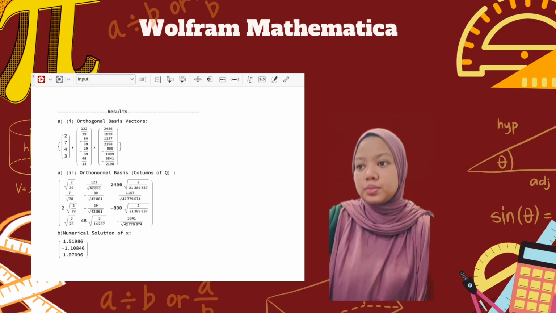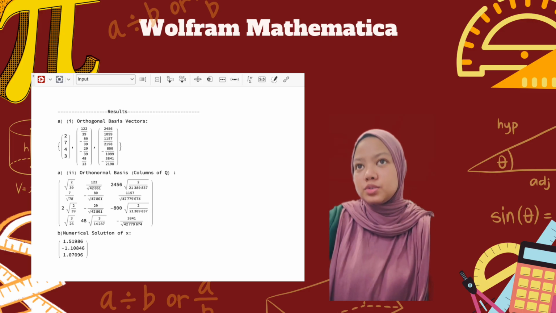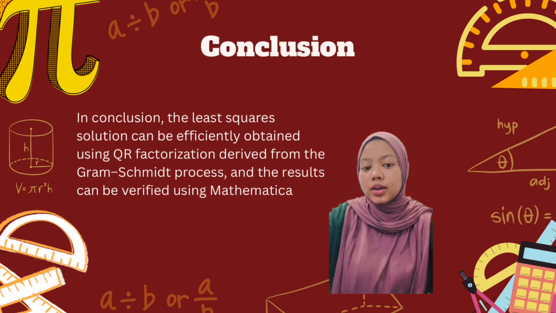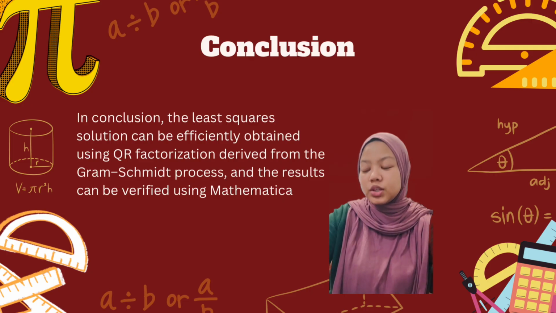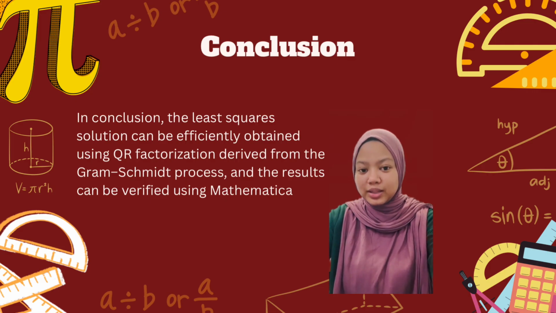As we get the output the same as the hand calculation answers, we can say that the solution by hand and by Wolfram Mathematica is verified. Therefore, Mathematica verifies that the least squares solution obtained by using QR factorization and the Gram-Schmidt process is correct. In conclusion, the least squares solution can be efficiently obtained by using QR factorization derived from the Gram-Schmidt process by hand calculation, and the results can also be verified by using Wolfram Mathematica.